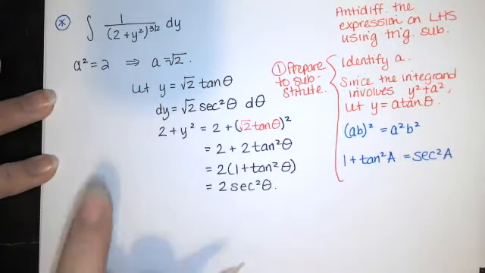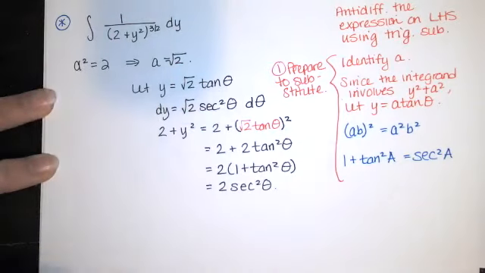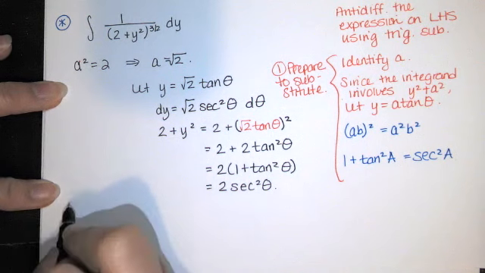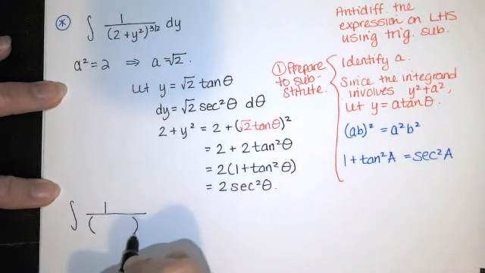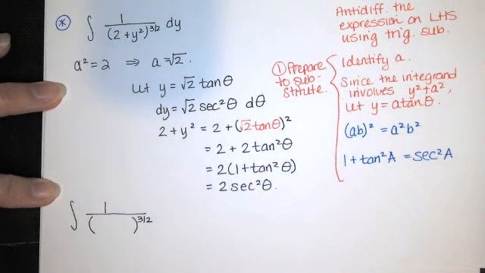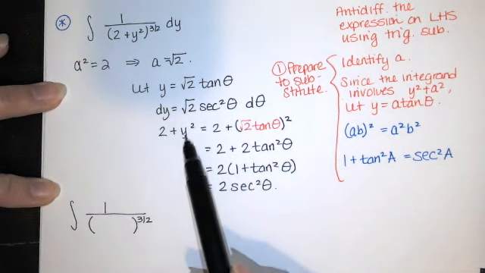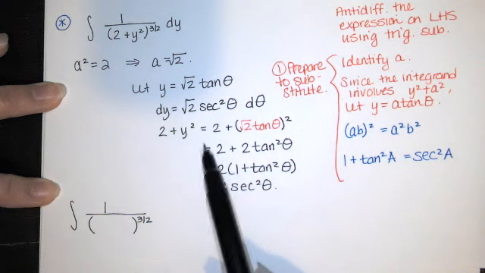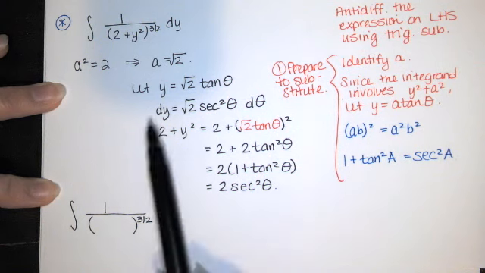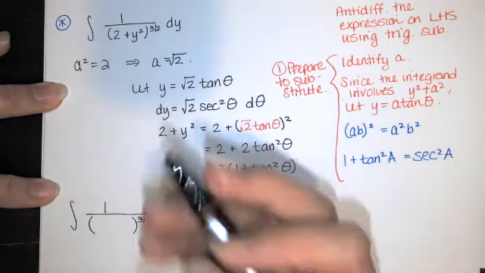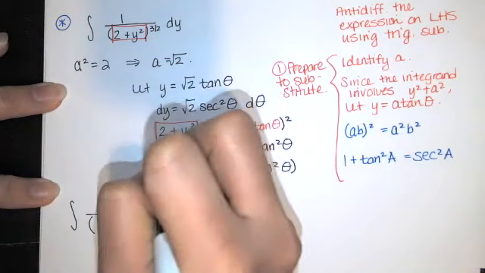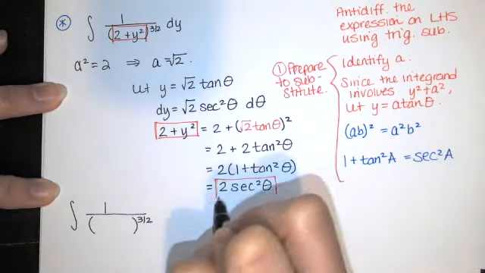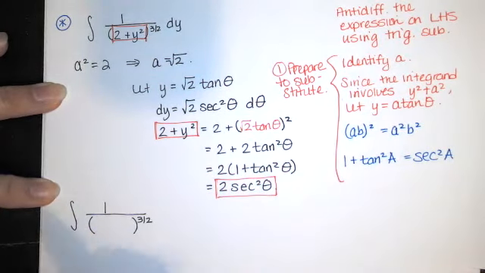And now we're going to substitute. We're going to write everything up here. Every single piece needs to be written in terms of theta instead of being written in terms of y. So I have 1 over 2 plus y squared to the 3/2 times dy. Now 2 plus y squared is the same as 2 secant squared theta, provided that we're making the substitution. So this right here can be replaced by this here. We're literally writing this instead of this.